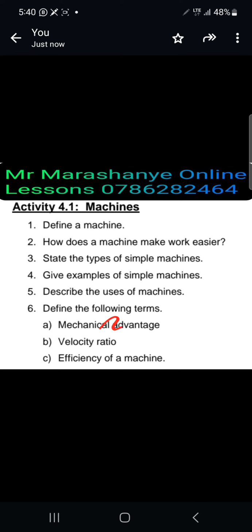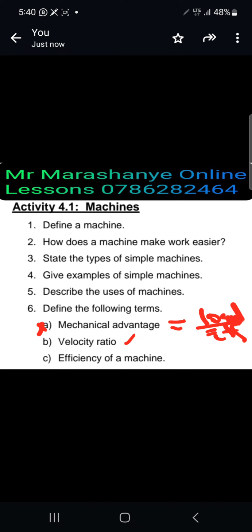Question number 6. Define the following terms. First, A, mechanical advantage. Mechanical advantage is calculated by load over effort. This is the formula for calculating mechanical advantage. It can be defined as a measure of how much a force is increased by using a machine.